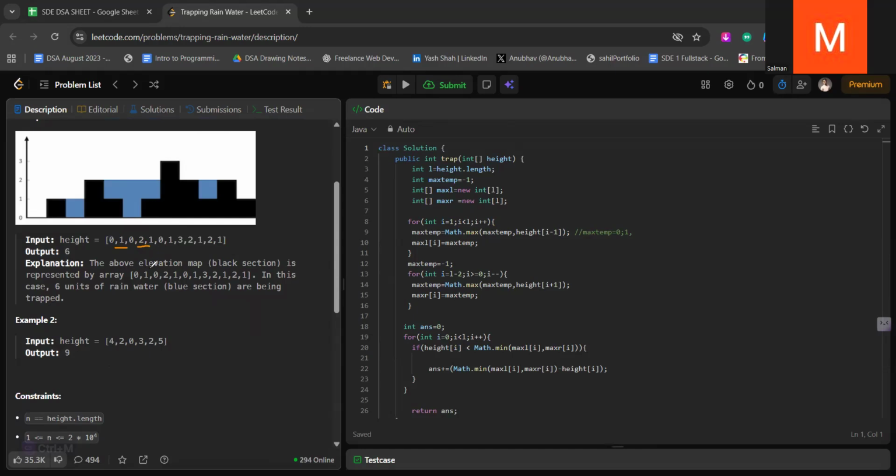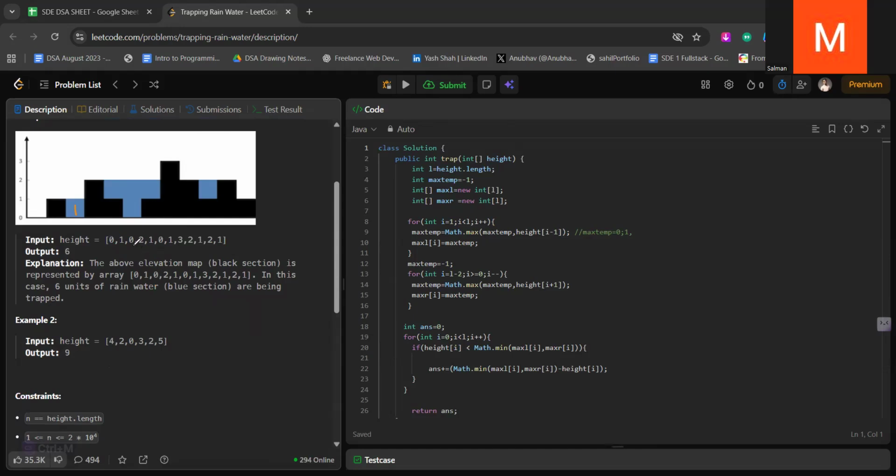Okay, so minimum is 1. And then we will find 1 minus 0, right? So it comes to 1. So this will store 1 unit of water. Okay, and then let's move on to our third element, 2. Now let's see what's the case here. I can see that it says something like that.